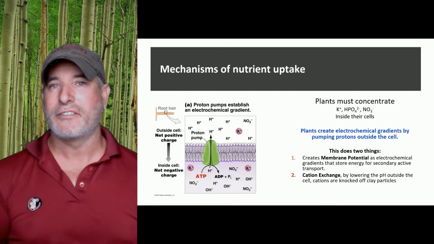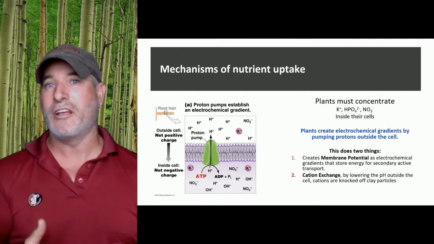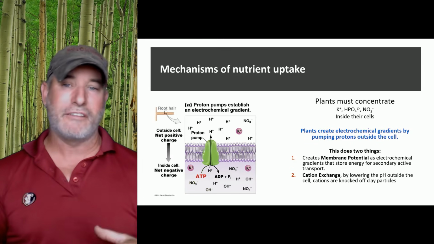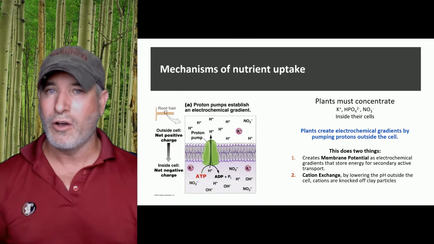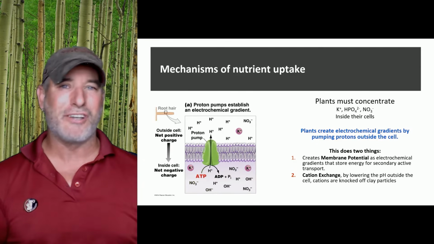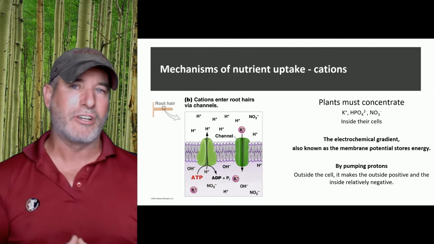Another way that plants can get electrolytes, especially sodium, potassium, and calcium, is what is called cation exchange. It can help move those ions into the cell. And we'll talk more about that in a second. Let's talk about this electrochemical gradient.